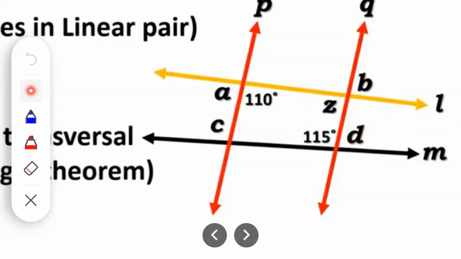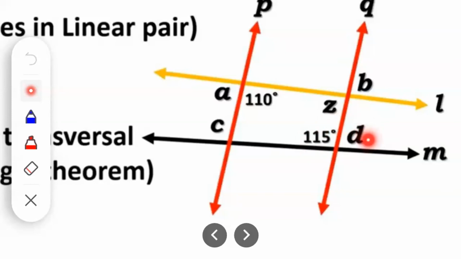So how to find the measurement of angle D? Again, you can very easily solve the example. These two angles are angles in linear pair. So if one is given 115 degree, subtract this value from 180 degree and you will get the measurement of angle D.